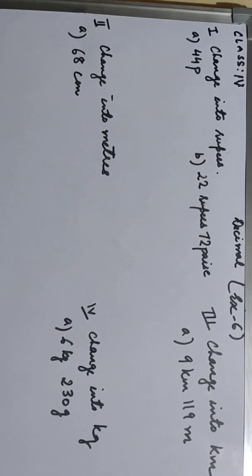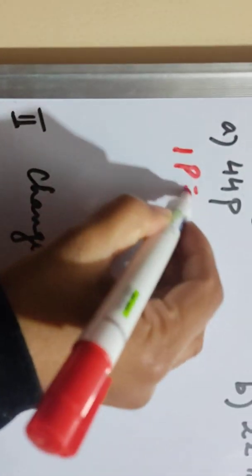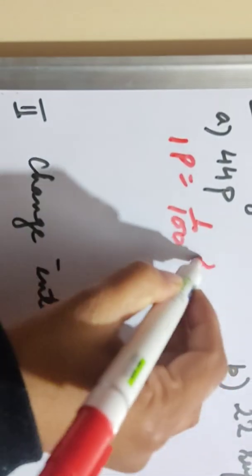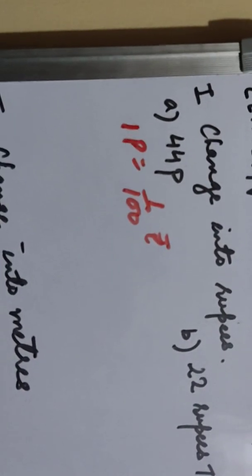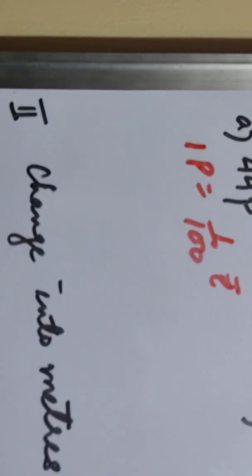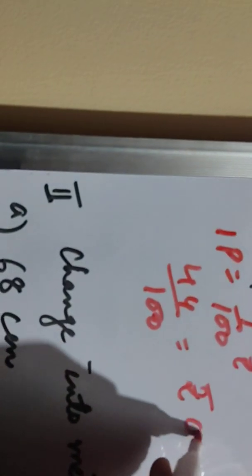So let's start. The first question is change into rupees 44 paisa, and the rule, you know, smaller to bigger we are going to divide. Now paisa is given, so write down 1 paisa is equal to 1 upon 100 rupees. So you have already converted fractions to decimals, decimals to fractions, and whole numbers to fractions and decimals, so it will be easy for you. Now 44 divided by 100, here we will do 1 upon 100. So when you convert, you get rupees 0.44.